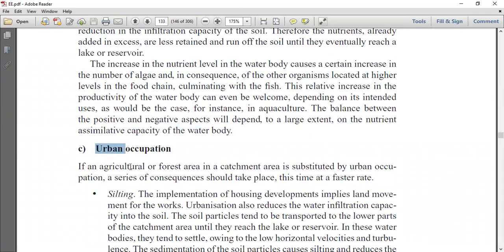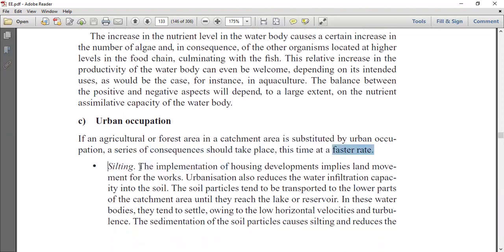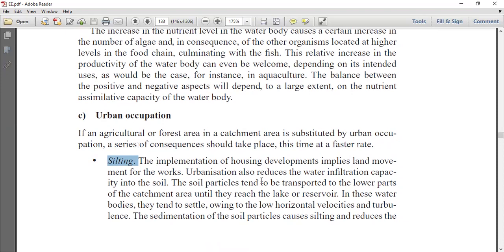The third is the urban occupation. When agriculture or forest area in a catchment area is substituted by urban occupation, a series of consequences takes place, this time at a faster rate. First, the implementation of housing development implies land movement. Urbanization also reduces the water infiltration capacity into the soil. The soil particles tend to be transported to a lower part of the catchment area until they reach the lake or a reservoir. In these water bodies, they tend to settle owing to the low horizontal velocity and turbulence.